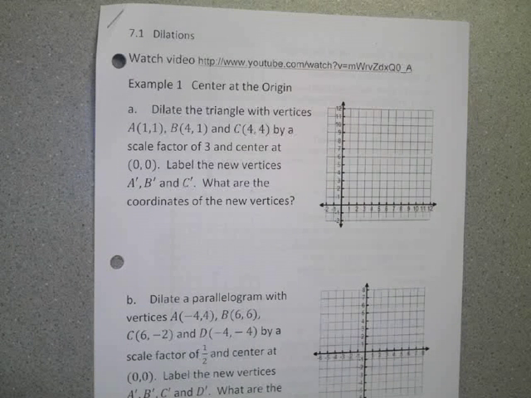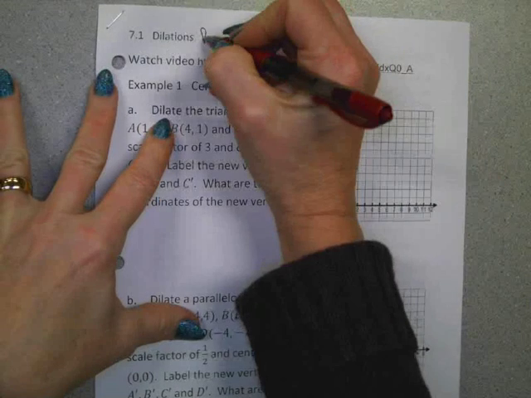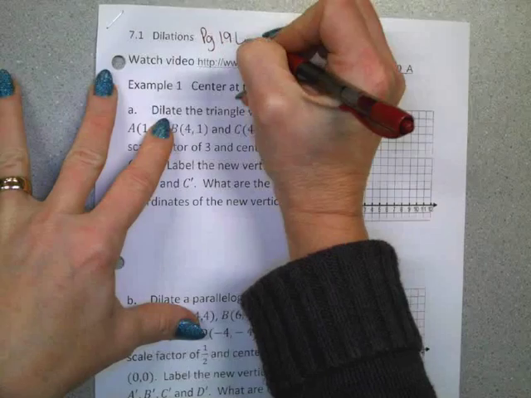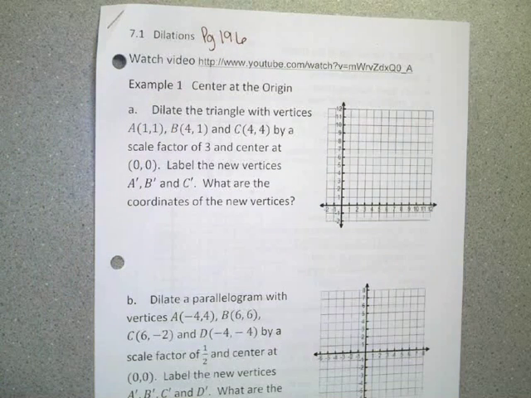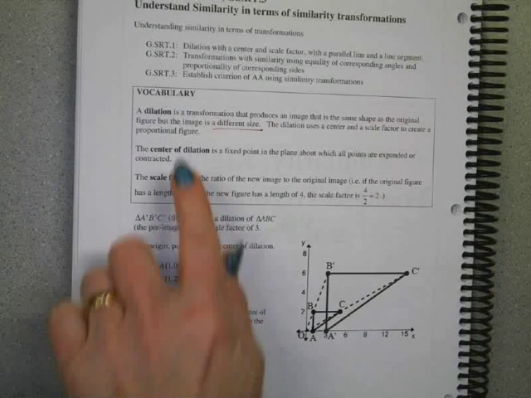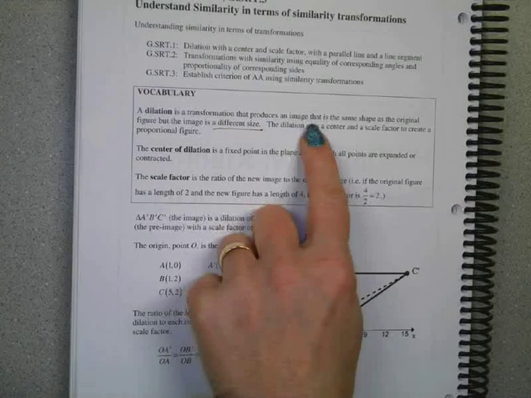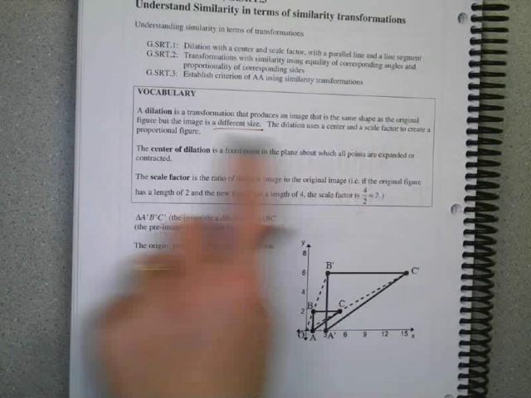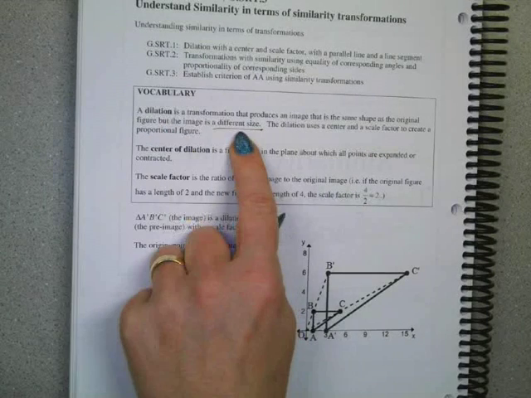So first, what is a dilation? You can find the definition of a dilation on page 196 of your workbook, and also some examples of it. On page 196, in our vocabulary box, we have what a dilation is. It says a dilation is a transformation that produces an image that is the same shape as the original figure, but it will be a different size.